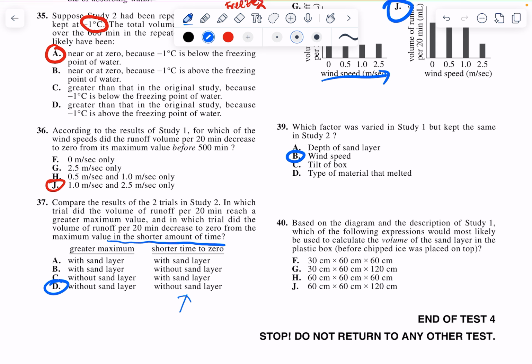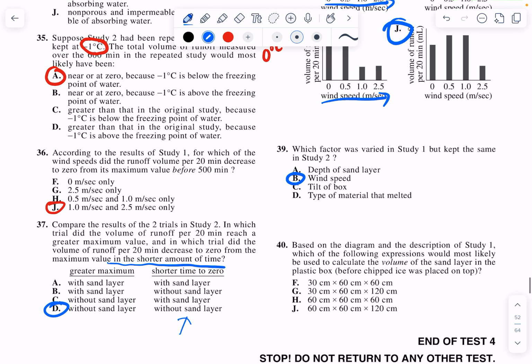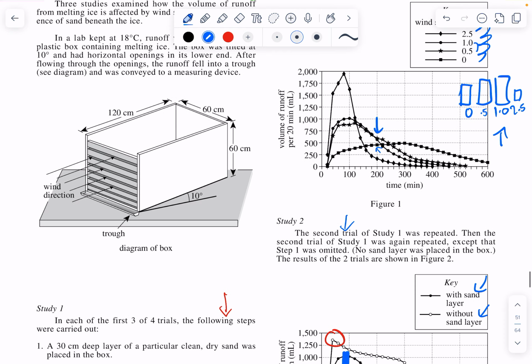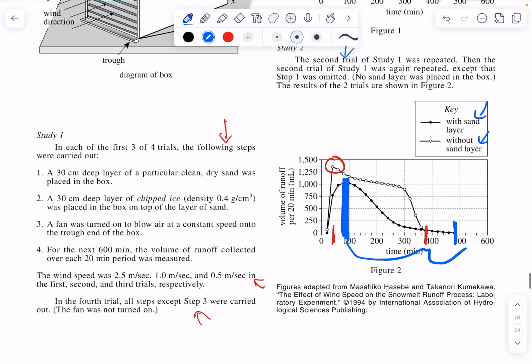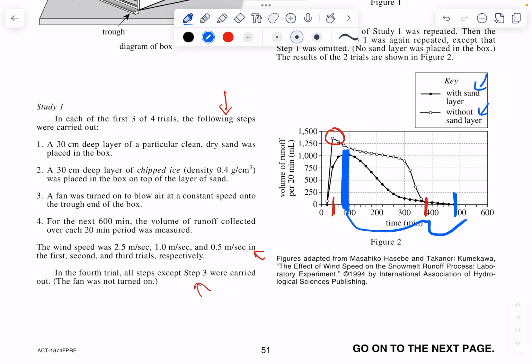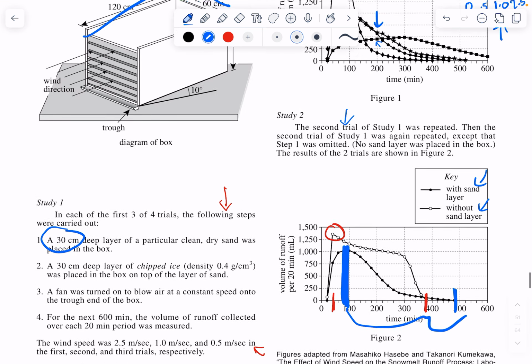40. Based on the diagram and the description of study 1, which of the following expressions would most likely be used to calculate the volume of the sand layer of the plastic box before chipped ice was placed on top? Okay. Well, let's come up here. We're going to have to know that our box is 120 by 60 centimeters wide. And I believe, yes, it tells us that 30 centimeters of stuff is placed.